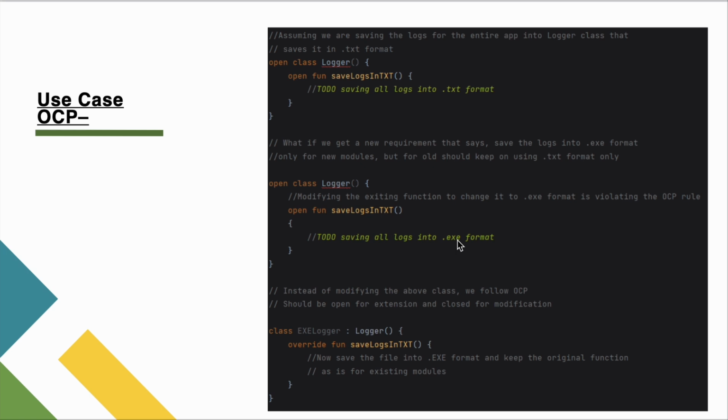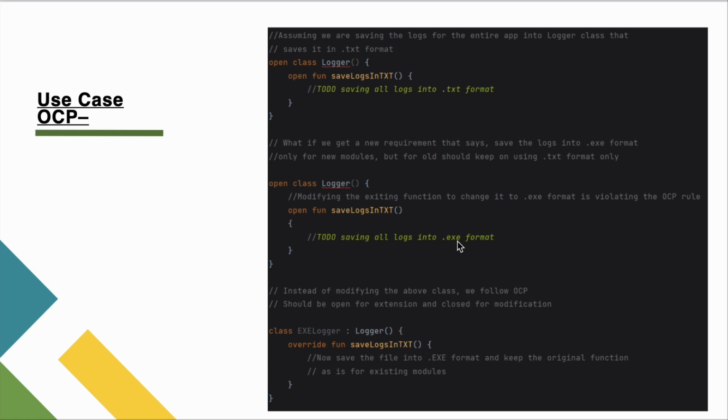the OCP principle, which ideally we should not be doing, because what is the purpose? I don't want to save the entire application's logs into exe format. It is just meant to be saved only for the new modules.